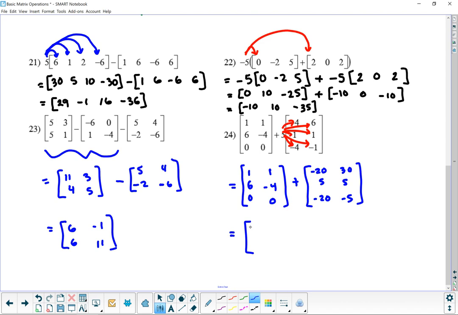So 1 plus negative 20 is negative 19. 1 plus 30 is 31. 6 plus 5 is 11. Negative 4 plus 5 is 1. 0 plus negative 20, negative 20. 0 plus negative 5 is negative 5.